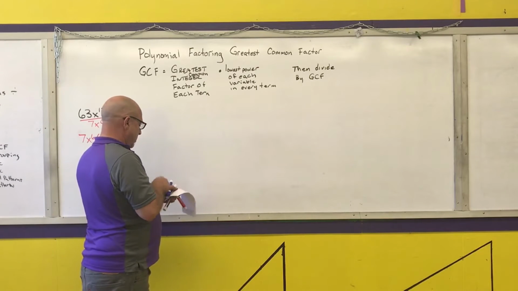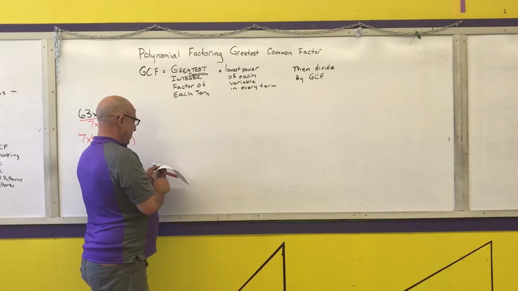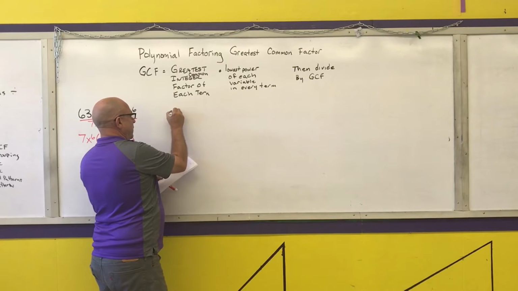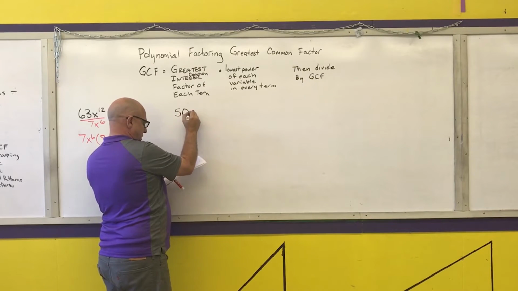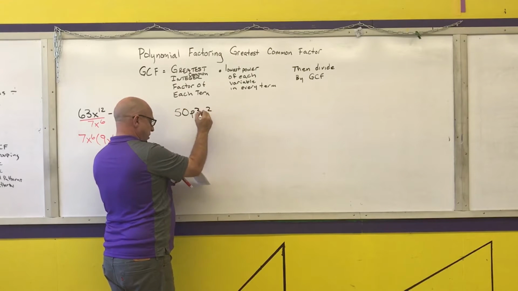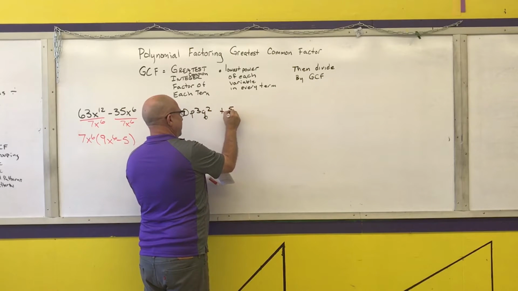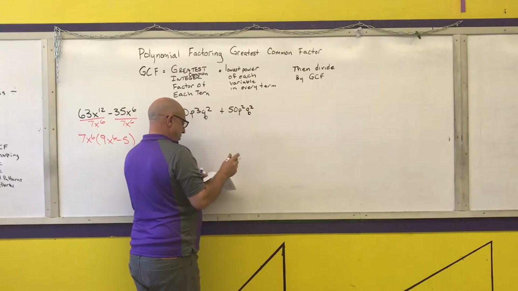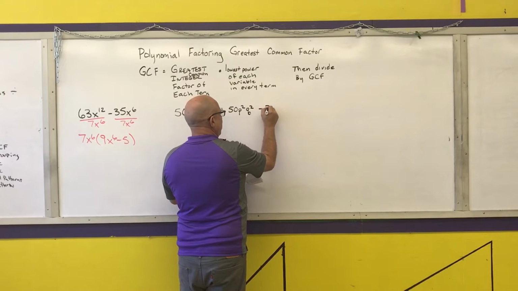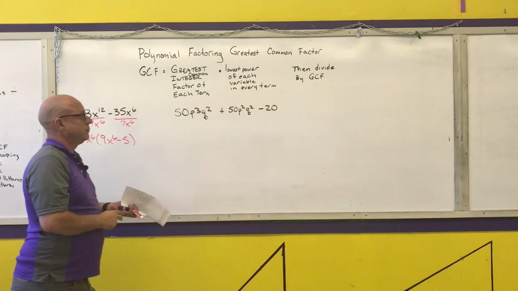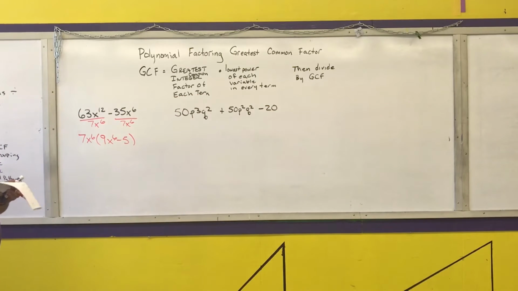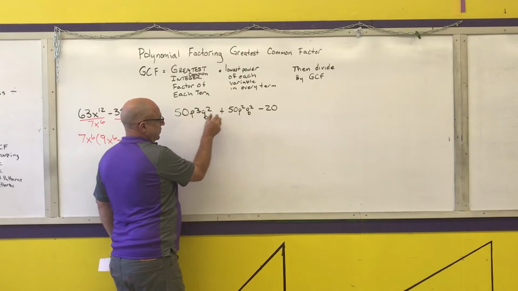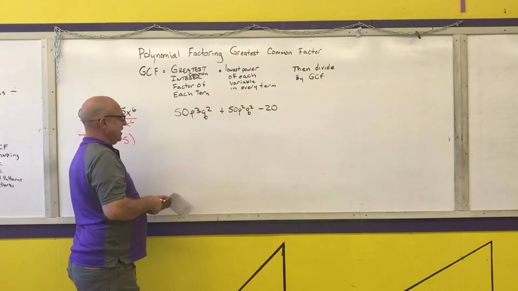Next is going to be 50 p cubed q squared plus 50 p squared q squared minus 20. So step 1 is to find the greatest common factor of each of my coefficients. Biggest number that goes into 50, 50, and negative 20 is 10.